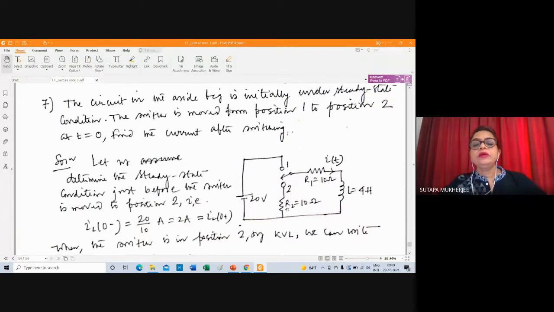Now come to the switch. Bring the switch to position 2. Then will the battery be there? No. The circuit will be like this: R2, R1 and L. Fine.